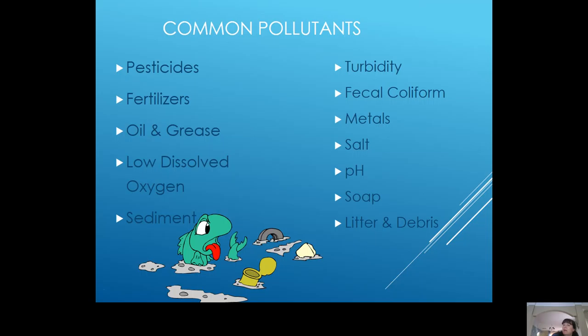Turbidity is how cloudy or clear the water is, and we're going to look at that as well later with our water pollution lab. If you have a lot of sediment in the water, it increases the turbidity, and it makes it a lot cloudier than it should be. If it's cloudy, then you can't have the sun coming through to produce a nice photosynthetic organism. Fecal coliform comes from our animal waste. Metals, heavy metals, arsenic, cadmium, lead, these are all highly toxic that we'll be speaking about later. Salt is considered a pollutant because you cannot drink salt water. pH, soap. Soap is extremely common because we all want clean cars and we clean our cars in our driveways. And all of that soapy water then goes right down the storm drains. And of course, litter and debris.